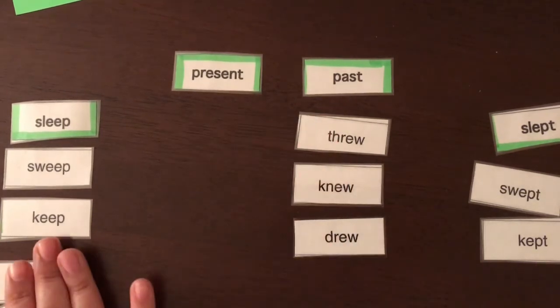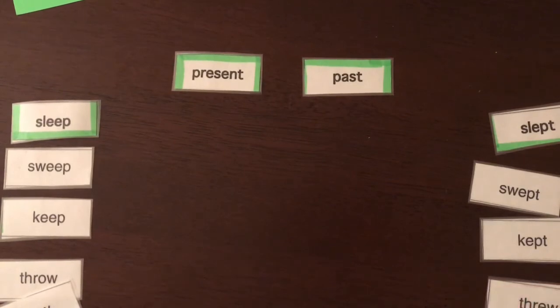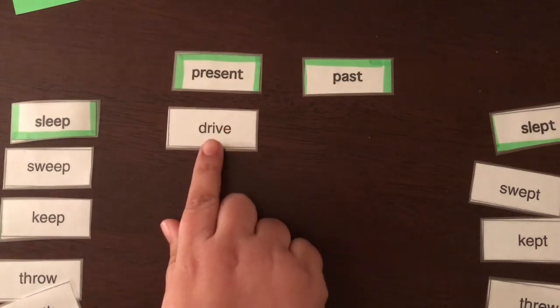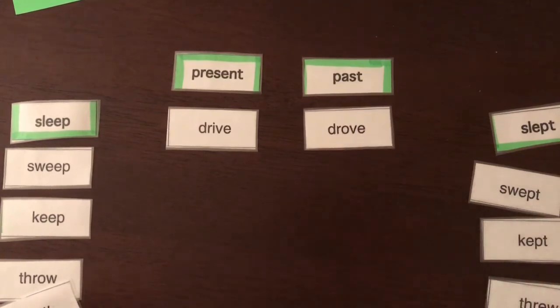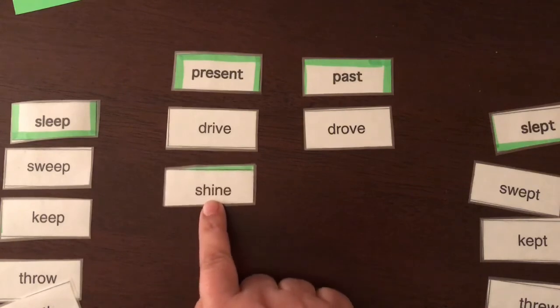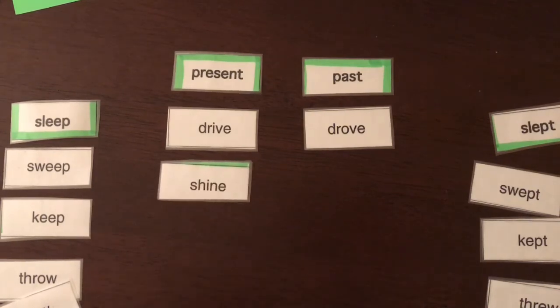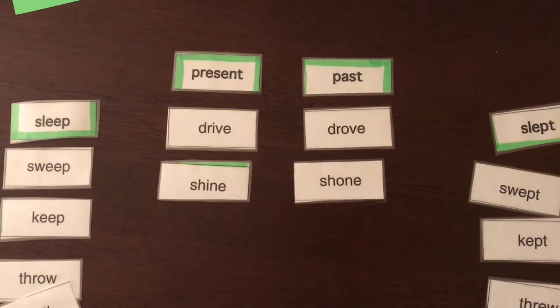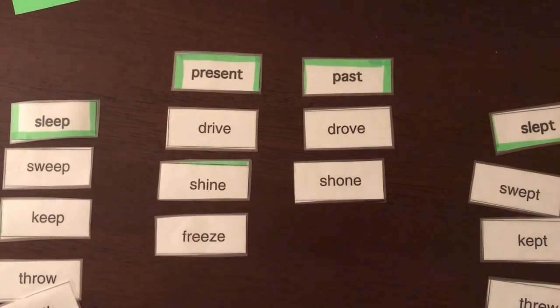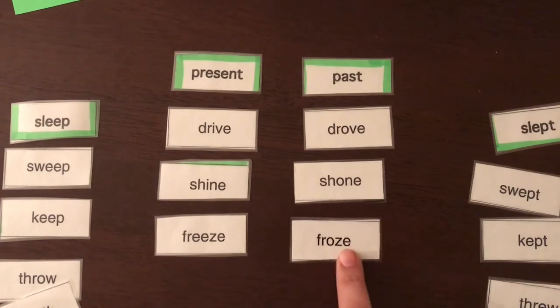Now the next pattern I want to show you has to do with changing the actual vowels. So we have drive. We have our vowel, which is an I. This will actually change to an O for the past tense word. So drive becomes drove. We also have shine. The I changes to an O and it becomes shone as the past tense word form. And lastly, we have freeze, and freeze changes to froze.